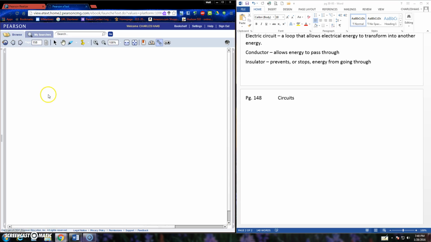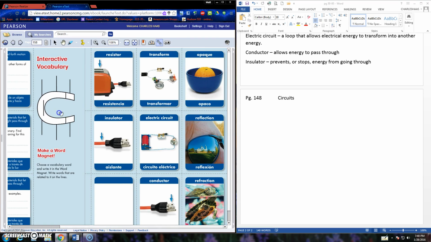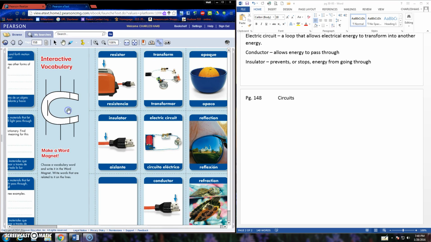Let's see if the next page has some cards you can cut out. Oh, look, there's more. The resistor, transform, opaque, no light can pass through, reflection, refraction, the conductor, the insulator, and electrical circuit. Yeah, those are good cards. You can cut those out, and you can add, oh, I got one. And you can add those to the baggie that you already have. I hope you're keeping up. I'll probably do a baggie check when I get back to make sure everybody has their baggie.